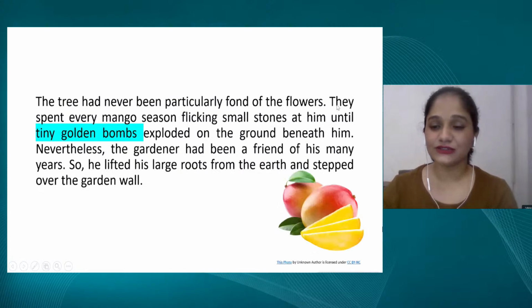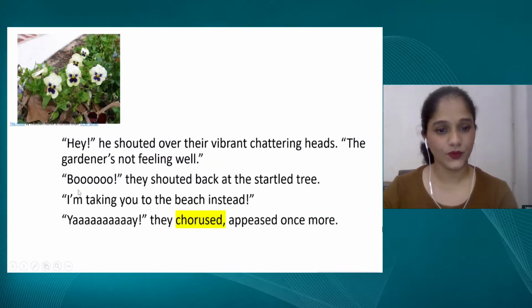And you can see here also a very vivid description of a scene. They spent every mango season flicking small stones at him until tiny golden bombs exploded on the ground beneath him. This is a description of them basically troubling him every mango season, flinging stones at him and hoping that he would drop some of his mangoes to the ground. And again, a use of words that is slightly new. Yea, they chorused, appeased at once.